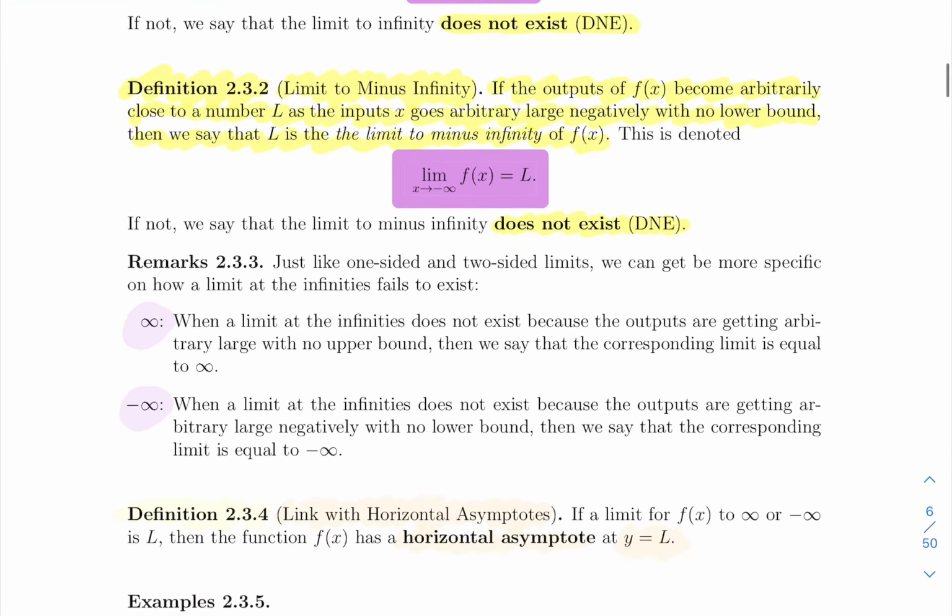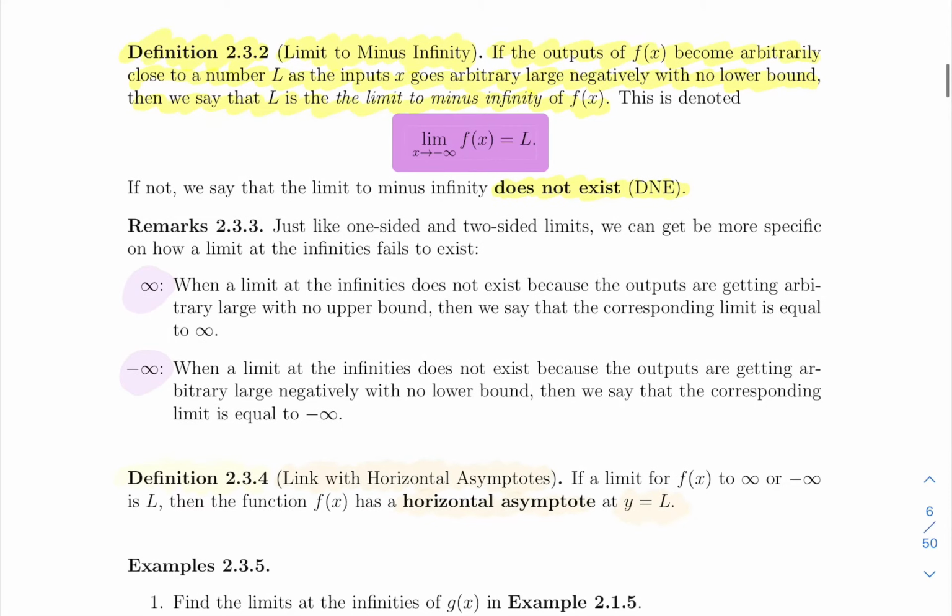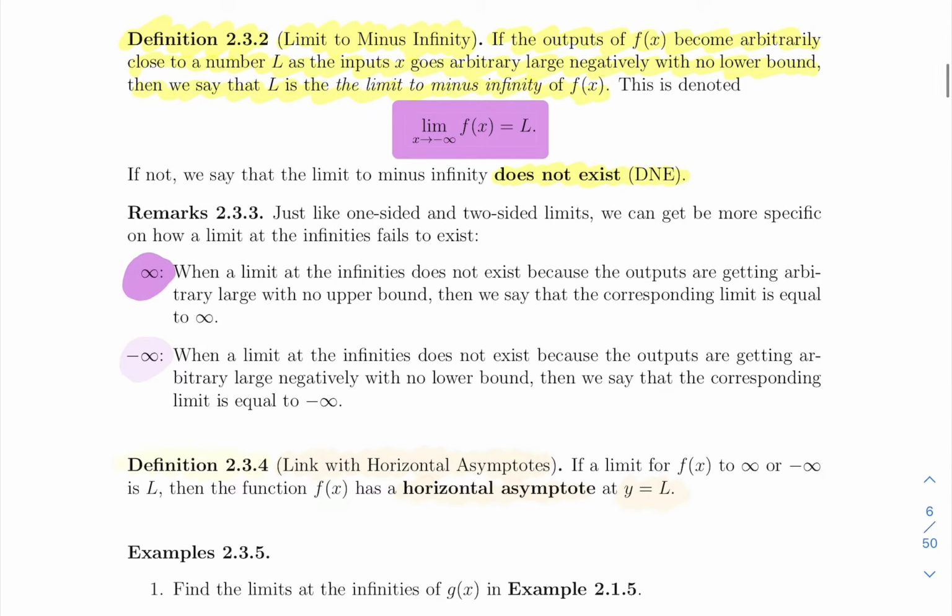And again, just like one-sided limits, sometimes we can explain why the function does not have a limit going to infinity or minus infinity. If the function just goes up forever, then you just say that the limit is equal to infinity. If the function goes down forever, then you say the limit is minus infinity.